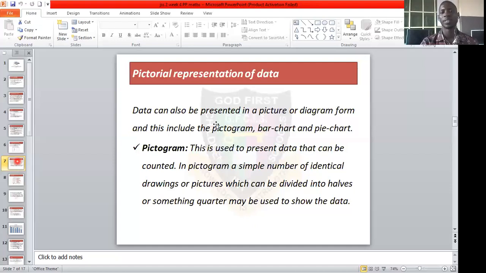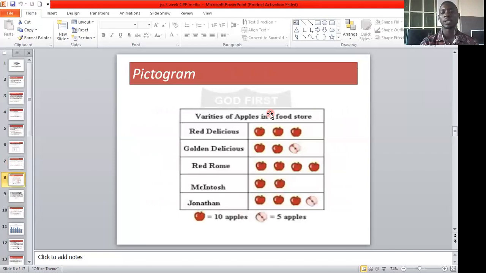Look at this now. This is the varieties of apples in the food store. So they've taken the picture of one apple. We're talking about a pictogram representing information in picture form or diagram form. So they've taken the picture of one apple to represent 10 apples. I told you a pictogram is used for information that can be counted. In this case, the picture of one apple is used to represent 10 apples, and half of it, divided by 2, is 5 apples. You know this is 5, and one whole apple represents 10.